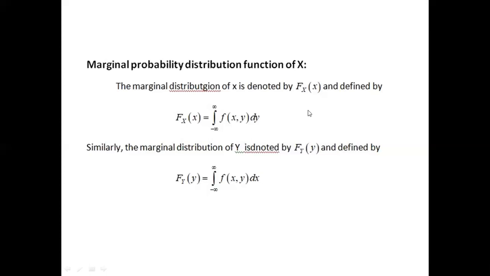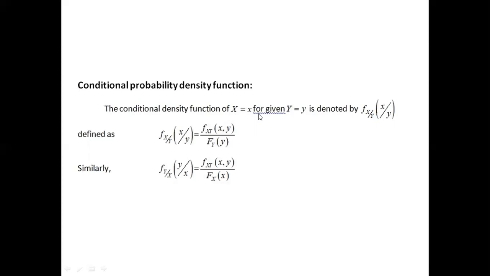Here is the conditional probability density function. The conditional density function of capital X given Y equals y is denoted by f of x over y. The suffix X over Y represents the random variables, and small x, y represent the elements. So f of x over y is equal to f XY of x comma y divided by f of y. Similarly, we can take the conditional probability density function for Y given X: f of y over x is equal to f XY of x comma y divided by f X of x.